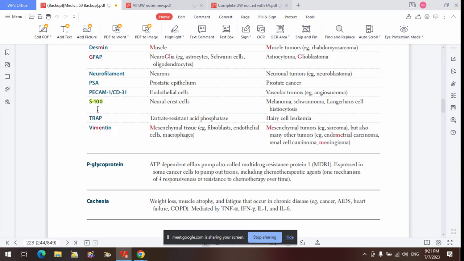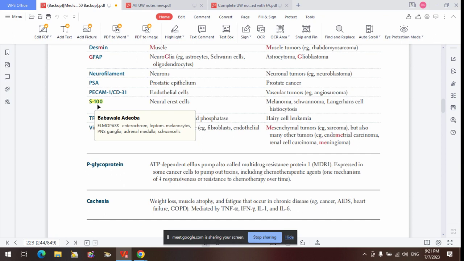So E there is the enterochromaffin cells of the stomach. The L is the leptomeninges, which is the brain covering. The M there is the melanocyte of the skin. O is the odontogenic structure, so structures that form the mouth.